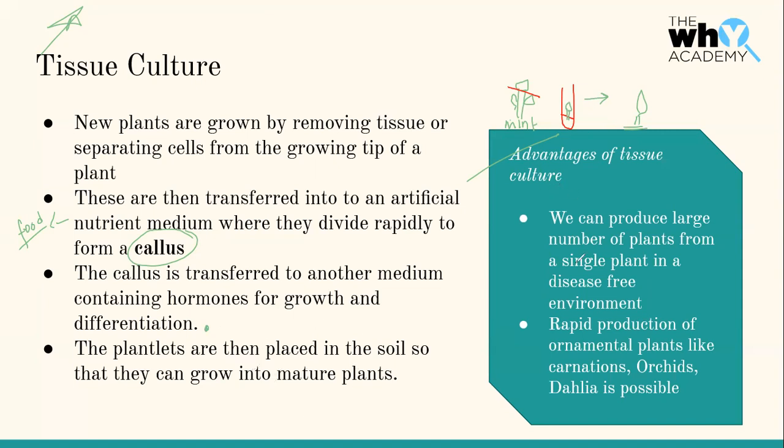Okay, and what are the advantages? This is important, right? We can produce a large number of plants from a single plant in a disease-free environment, right? A majority of the issues which farmers face currently, or which anybody who's growing plants commercially would face, would be diseases, right? There are a lot of pests, a lot of microbes which harm plants, which cause their yield to go down, and because of that your profit will suffer. You do not get sufficient profit.